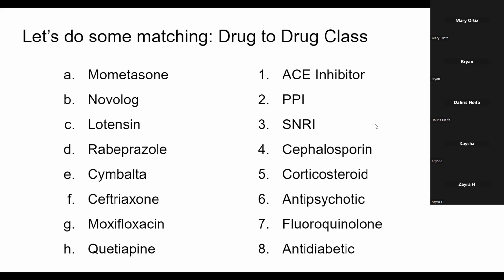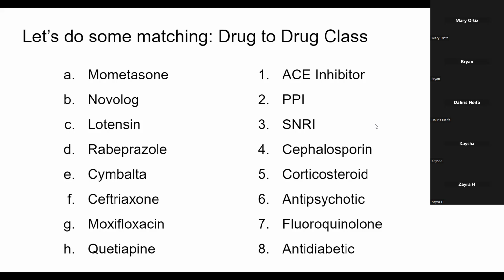What is the brand name for rabeprazole? It's Aciphex, A-C-I-P-H-E-X. Yeah, 200 drugs, right? There you go. Yeah, the 200 drug list.